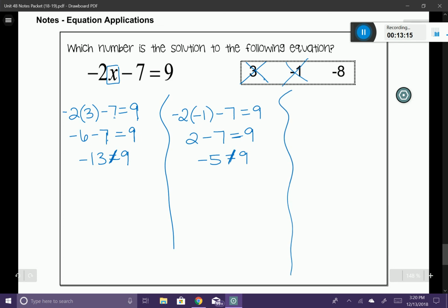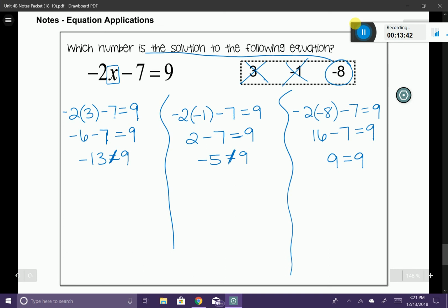Now, just to be sure, let's go ahead and test -8. I'm going to substitute -8 into my variable and solve it. I have 16 minus 7 is equal to 9, using my order of operations. 16 minus 7 is equal to 9, and therefore 9 is equal to 9. So you can see that 9 is not my answer, but -8 is the solution to this equation.